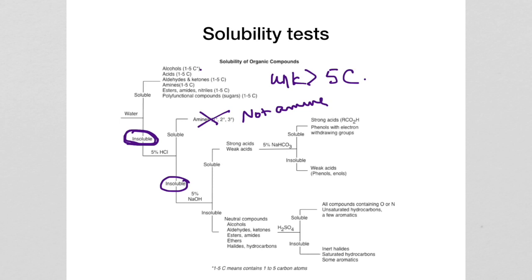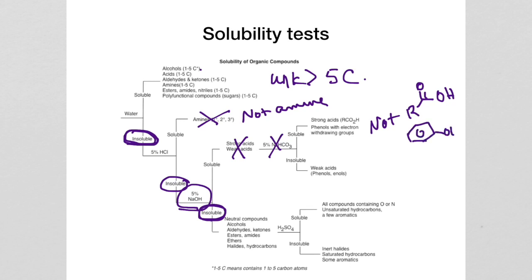Our compound was insoluble in 5% sodium hydroxide. Since it was insoluble in sodium hydroxide, we didn't even need to do this bicarb test. We know that our compound is not a strong acid or a weak acid, so we don't have a carboxylic acid. And we don't have a phenol. And a phenol, remember, is just an alcohol attached to an aromatic ring. So, what we know at this point is that we probably have an alcohol, aldehyde, ketone, ester, amide, ether, halide, or hydrocarbon.